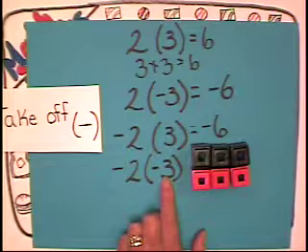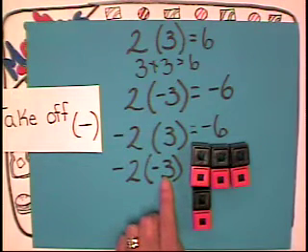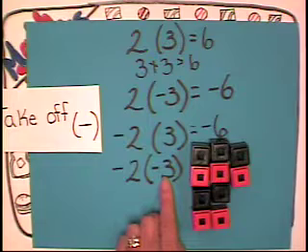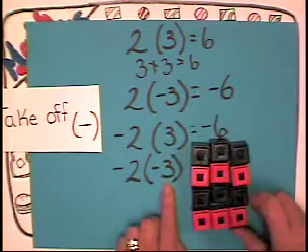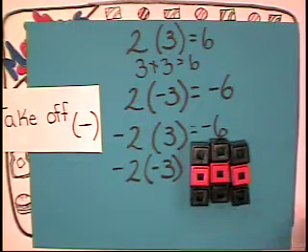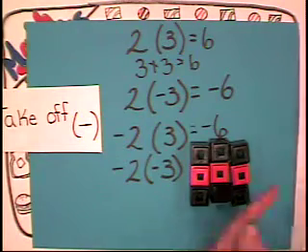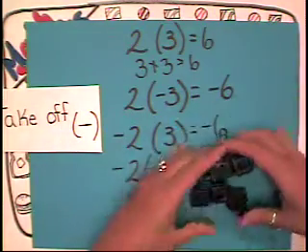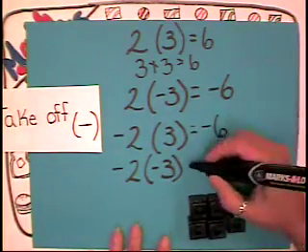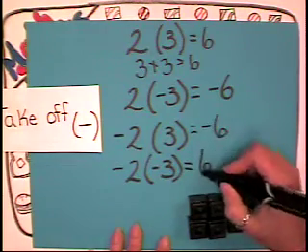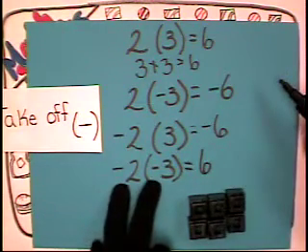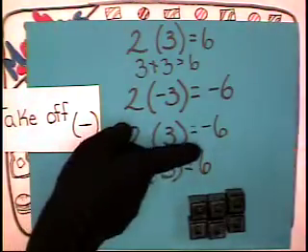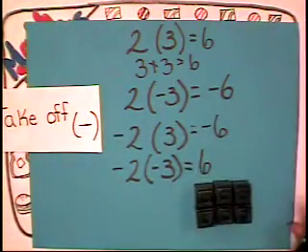Oh, this looks a lot like the last one I did. It does. Except this time, I'm taking off the 2 groups of the negative, which is my red color. There's one group. And there that group goes. And now I'm left with the 6 positives. And now your rule that you learned a long time ago, that a negative times a negative is a positive, makes sense. Cool.